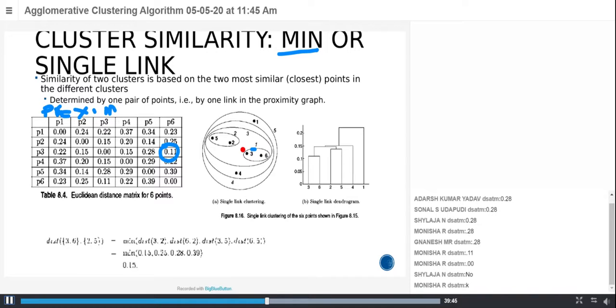Next, which is the least distance after 0.11? Which is the least distance after 0.11? Sorry, that is 0.14. Between what? Between what?